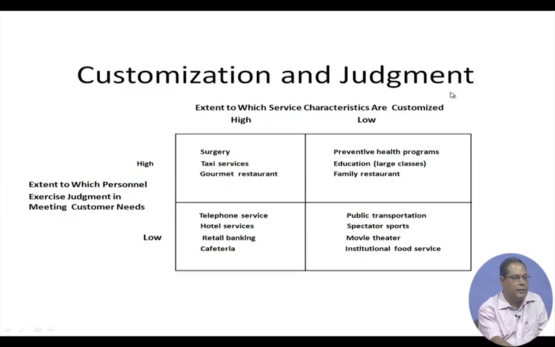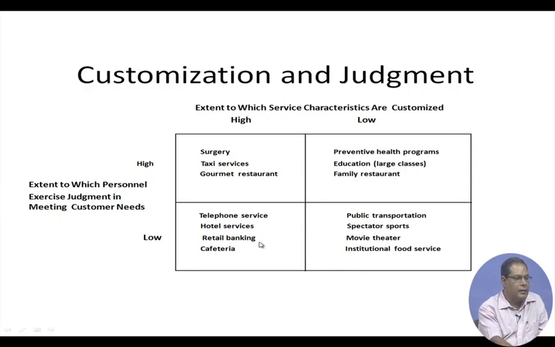Then customization and judgment. So, the extent to which service characteristics are customized and the extent to which personnel exercise judgment in meeting customer needs. So, high customization and high judgment, that is surgery, taxi services, gourmet restaurant. Then service characteristics customized low, but personnel exercise judgment, is preventive health programs, education and family restaurant.